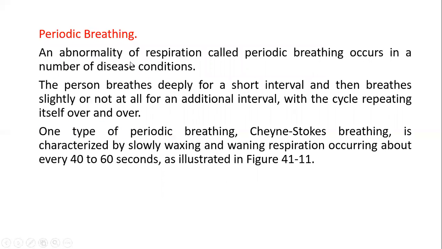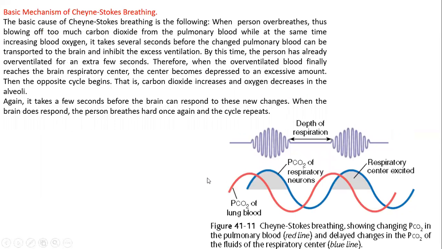Periodic breathing. An abnormality of respiration called periodic breathing occurs in a number of disease conditions. The person breathes deeply for a short interval and then breathes lightly or not at all for an additional interval, with the cycle repeating itself over and over. One type of periodic breathing, Cheyne-Stokes breathing, is characterized by slowly waxing and waning respiration that occurs about every 40 to 60 seconds, as illustrated in Figure 41-11.